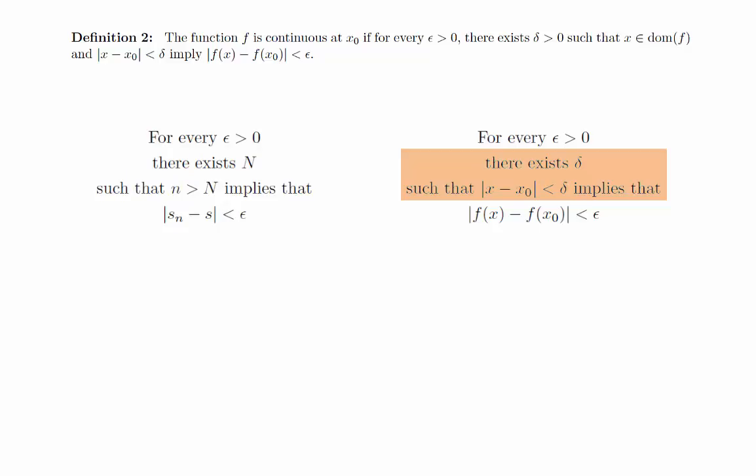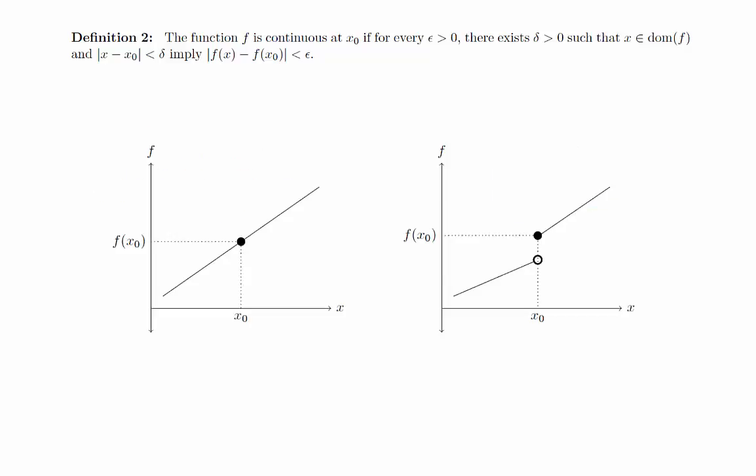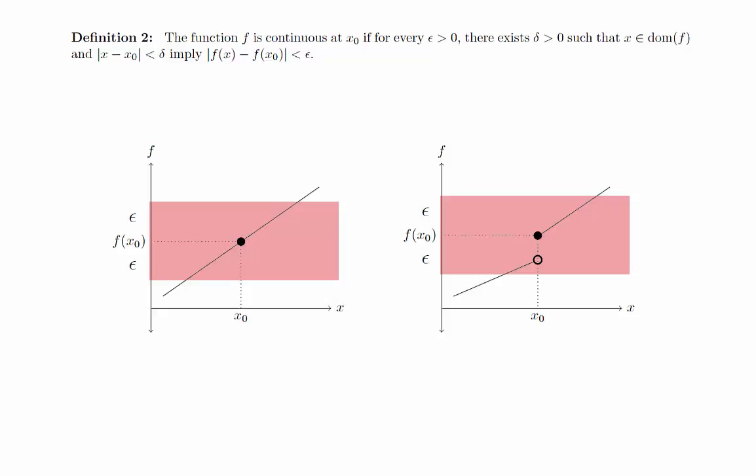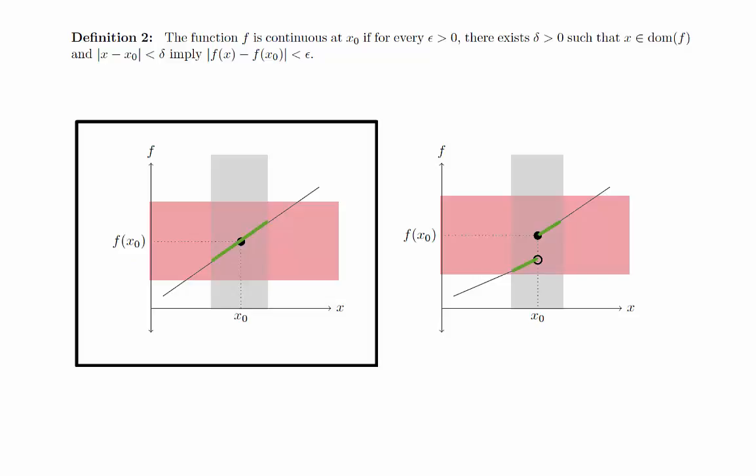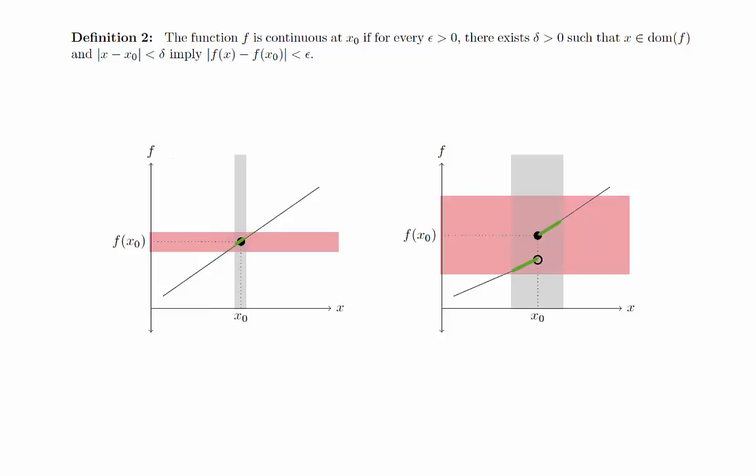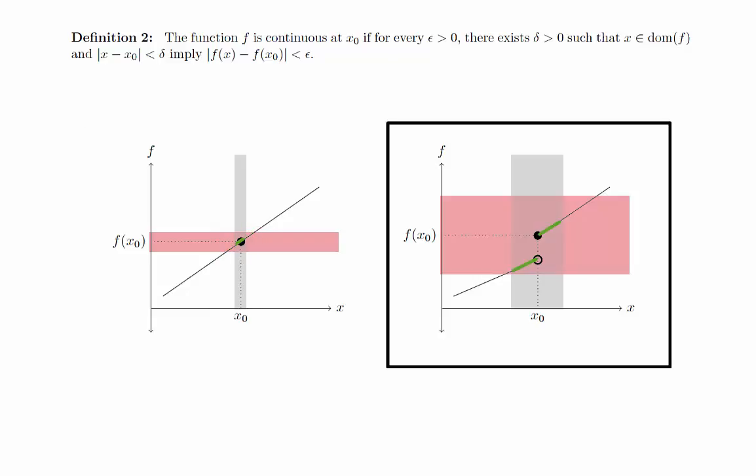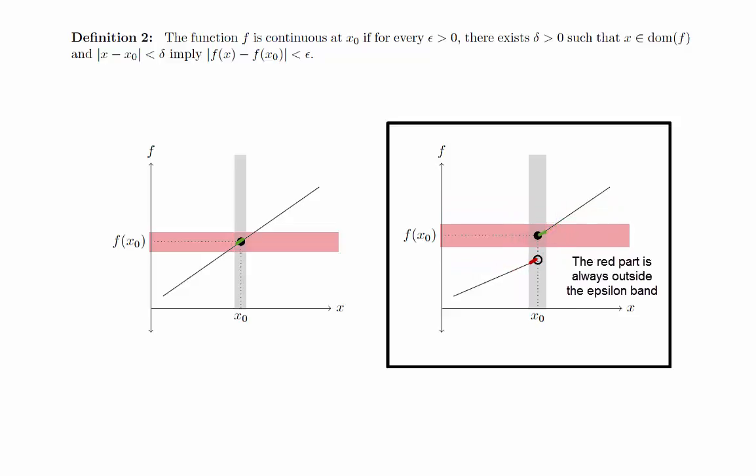Let's go back to the graphs one more time. This time we will draw an epsilon band around f of x0. The challenge is to find a vertical delta band such that the entire part of the graph inside of the delta band is also contained within the epsilon band. We can see that on the first graph, if we shrink the epsilon band, we will always be able to shrink the delta band to keep everything inside. However, for the second graph, if we make epsilon too small, there will always be a part of the graph that's outside of the epsilon band.